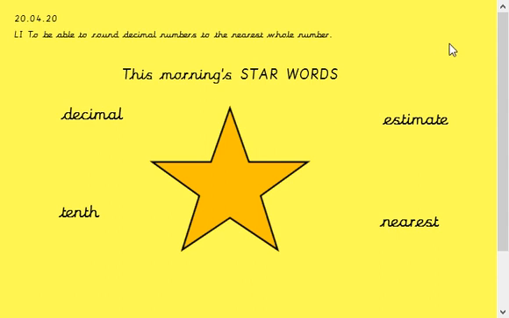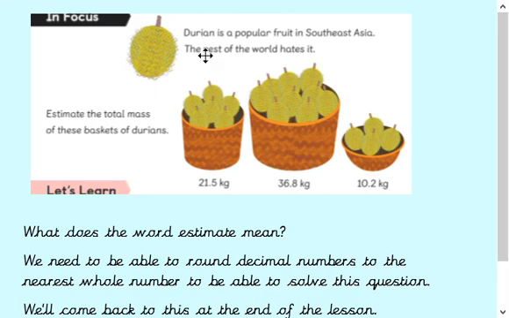Okay, moving on now. The main part of our lesson this morning is going to be rounding. We're going to be learning to round decimal numbers to the nearest whole number. The star words this morning, the words that we're going to need that are going to be quite important to us, will be decimal, tenth, nearest, and estimate.